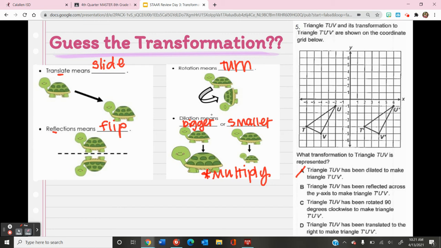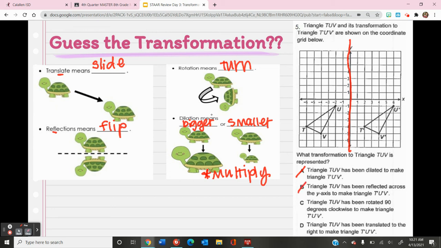If we're talking about triangle TUV has been reflected across the y-axis to make triangle T'U'V', well, here's my y-axis. So if it were reflected across the y-axis, it would be a mirror image of each other. So all my points would be the same distance away from my point of reflection. Right here I have U 2 points away from the point of reflection. For U prime, I have it 6 points away, so it is not a reflection.